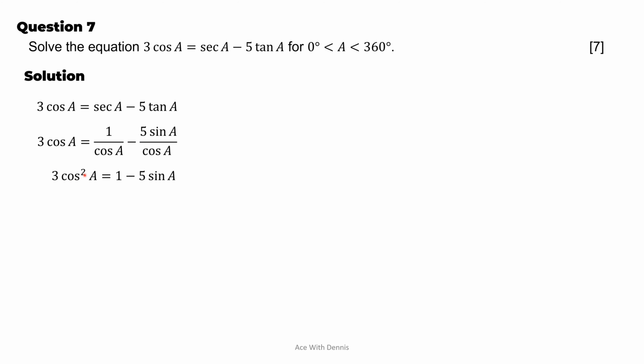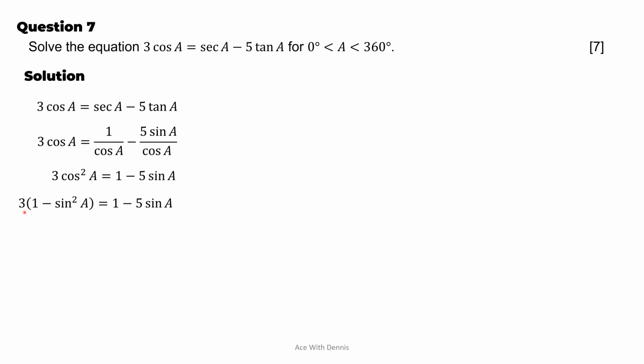We get 3 cosine square A equals 1 minus 5 sine A. From here, we can see that we have two different trigo functions, cosine and sine. So we maybe want to standardize the trigo, either making everything cosine, or sine. Cosine square A is easier to change to sine, by applying the basic identities formula: cosine square A is 1 minus sine square A.